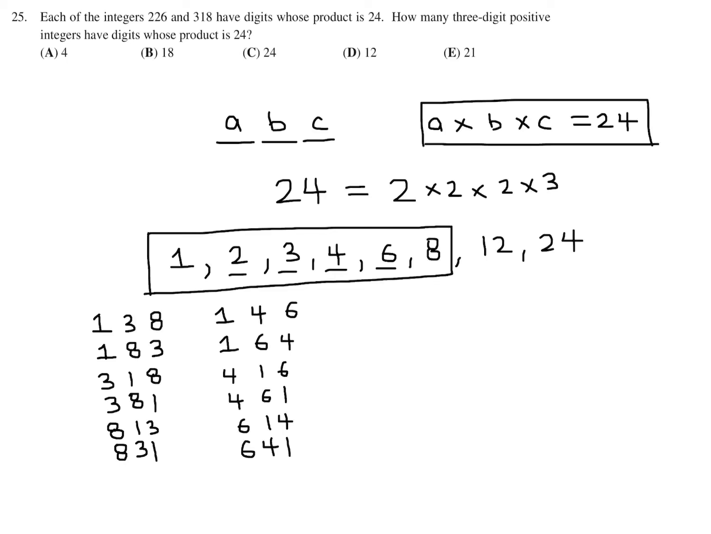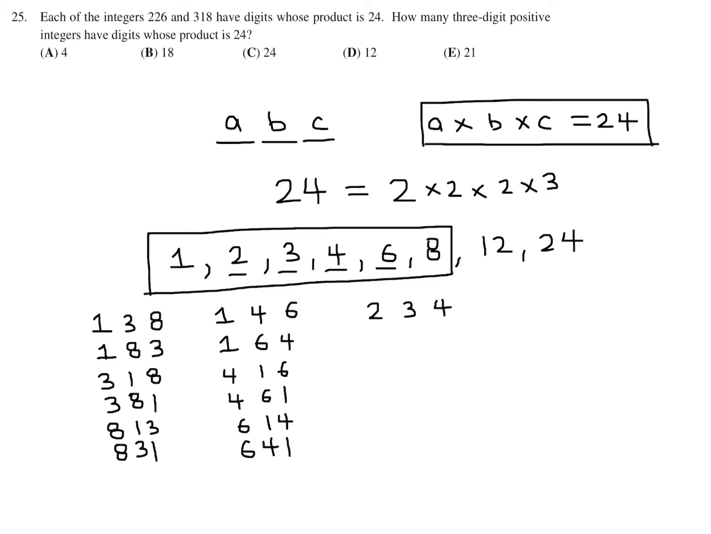So let's move on to 2. Just 2 by itself. Then if I put the next digit as 1, that's not going to work, right? Because then this would have to be a 12. So that's no good. How about if I put the next digit as a 3? 2 times 3 is 6. And then 6 times what is equal to 24? 4. So there you go. That's another combination.